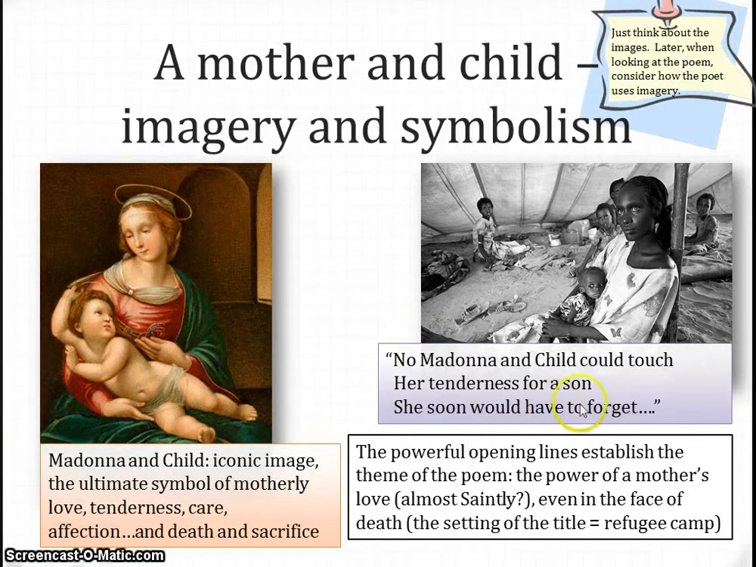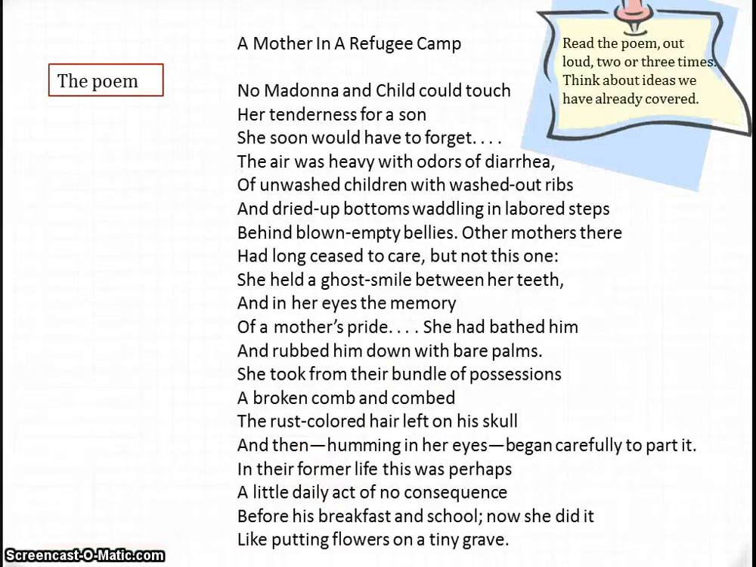Now if we think about the words in the poem, no mother and child can touch her tenderness for a son. She soon would have to forget. These powerful opening lines establish the theme of the poem, the power of a mother's love. It's almost equating the mother's love to being saintly by referring to the Madonna and the child. Even in the face of death, even in the setting of the refugee camp, the mother's love is that powerful.